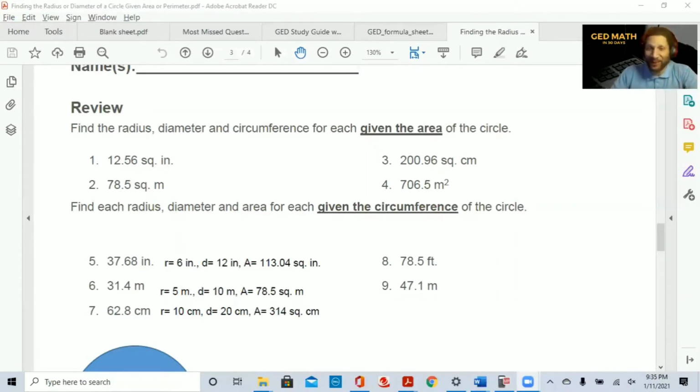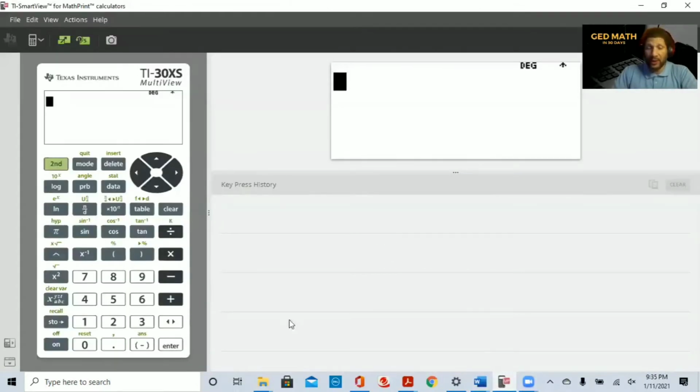So let's go over this problem for everybody who's going to be watching this later. I'm glad that everyone can do this problem fairly quickly. So again, the area is 200.96. Let me show the calculator. So again, we want to recall the formula that we're using.